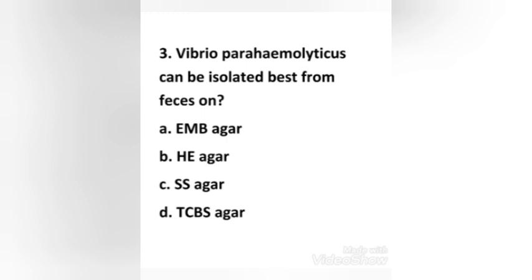So here the right answer is option D. Vibrio parahaemolyticus can be isolated best from feces on thiosulfate citrate bile sucrose agar. That is option D.